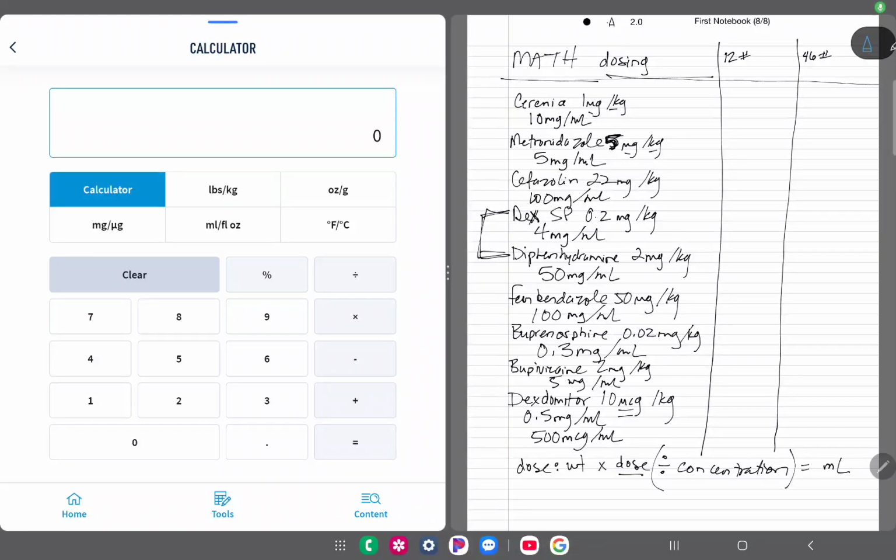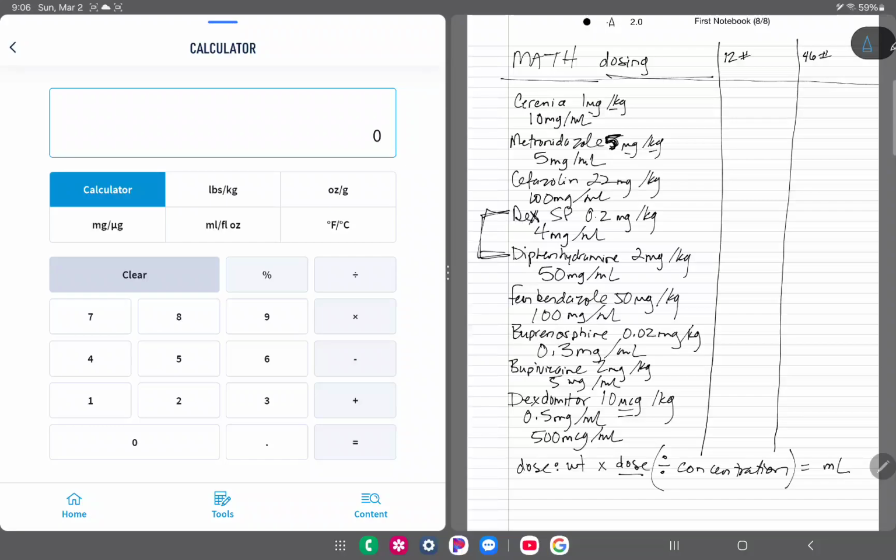Hello, let's talk math dosing. This is stuff for when your doctor says, I need a mg per kg of Serenia on that animal right there, and you go, oh gosh, I hate math. Well, we're going to do some boot camp math right now.